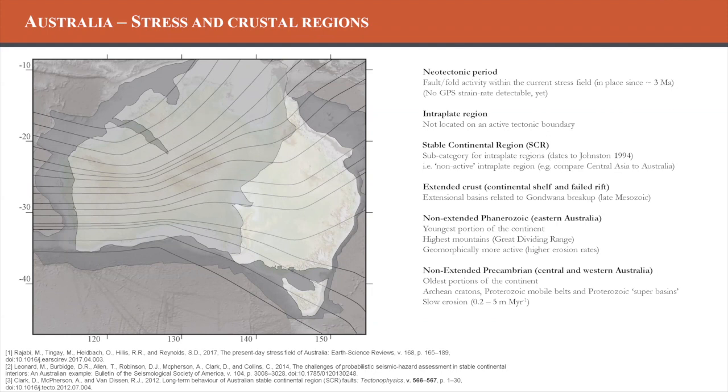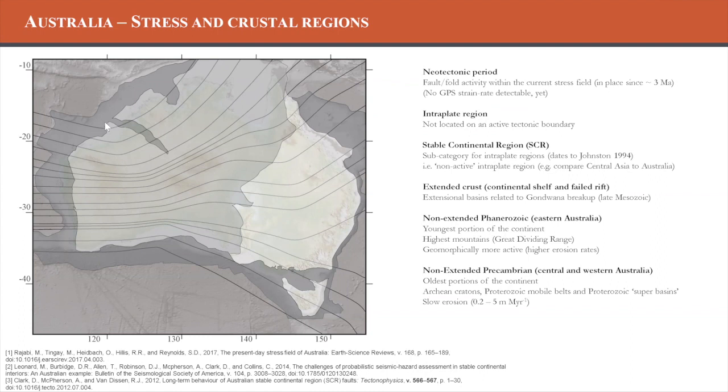I want to take you through 3 geological divisions that we sort of use when we think about neotectonics in Australia and earthquakes in Australia. The first is this grey around the edge of the continent. That's mostly offshore extensional basins from failed rifting when we rifted away from Gondwana.